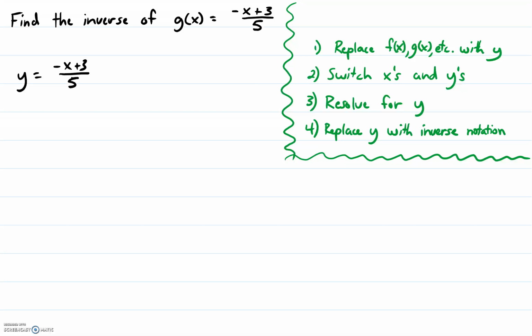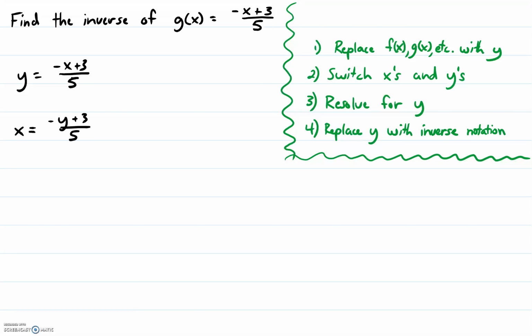Now the next step shows you why we do that, because you want to switch all of your x's to y's and all of your y's to x's. It's a little bit cleaner to do this if you have a y than if you have, in this case, a g of x, because then you'd have g of x's all over the place, and it would just be a little bit more complicated. So instead of having y equals negative x plus 3 over 5, we're going to rewrite this using step 2 as x equals negative y plus 3 over 5.